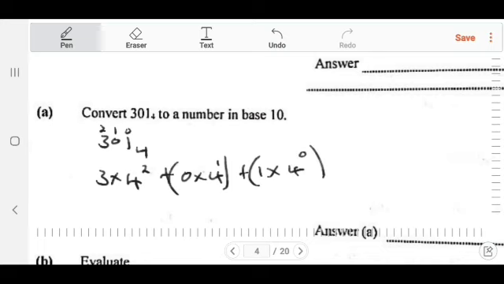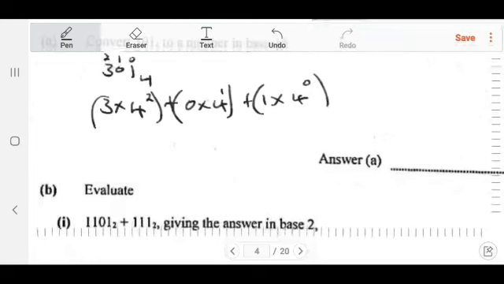Like this. So here it's going to give me what? 16. 16 times 3. Let me do that on a calculator. 16 times 3 equals 48. Okay, then here is 0, then here is what? It's a 1. So my answer is going to be 49 there.